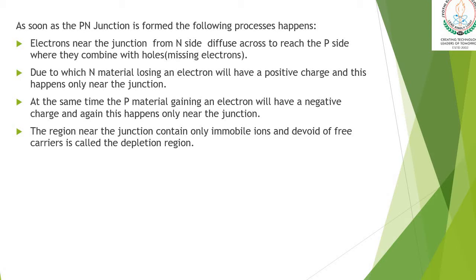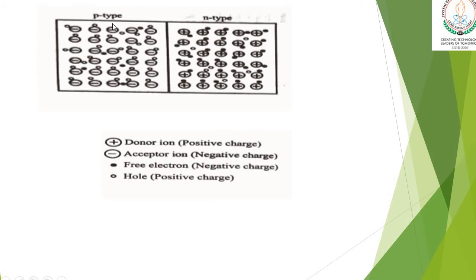The region near the junction contains only immobile ions and is devoid of free carriers, and is called the depletion region. So earlier I told you what this depletion region is. Here, in the P type near the junction, you will have negative charges, and in the N type you will have positive charges. So these are free of charge carriers. You have ions there. So it is called a depletion region, devoid of charge carriers. That's why it's called a depletion region.